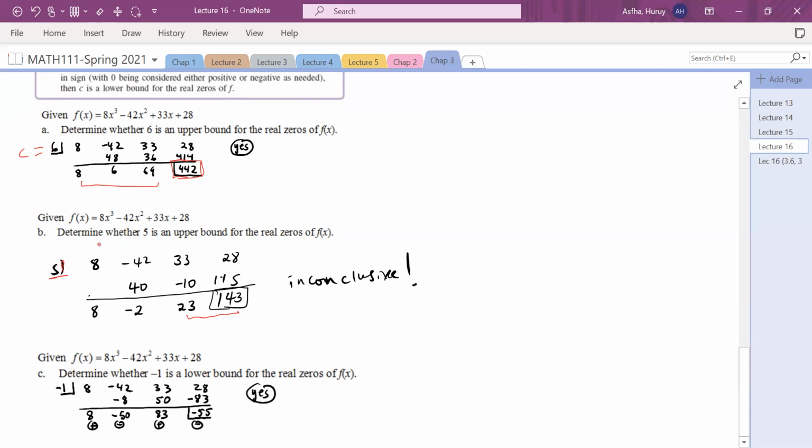Another thing is C is greater than 0. This is our C, and it's positive. And we would expect this one to be positive. If this were positive, then yes. But in this case, this is negative, so we cannot say it is an upper bound.